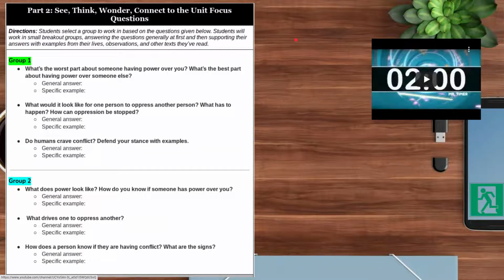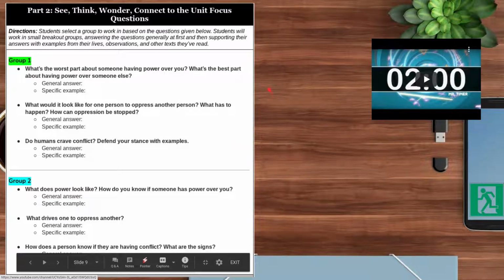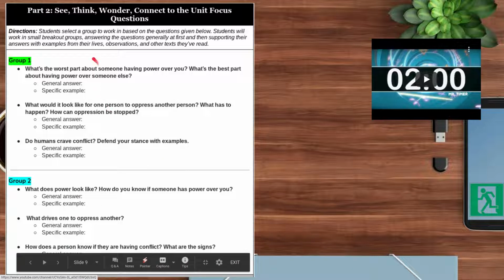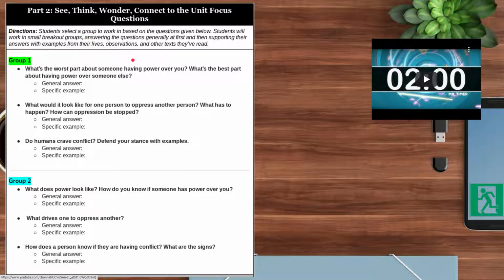The next part of the assignment we did in 2 different groups, right? Since you're doing this at home, you can just do this individually, or you can attend student support hours and Miss Deal and I will help you. But basically, you pick one of these 3 sets of questions to answer. It says students select a group to work in based on the questions given below. Students will work in small breakout groups, answering the questions generally at first, and then supporting their answers with examples from their lives, your observations, or other texts that you've read.